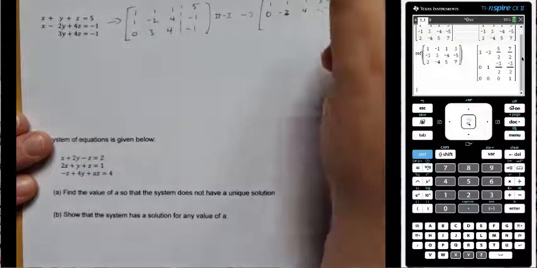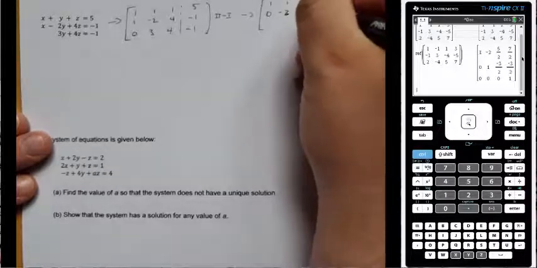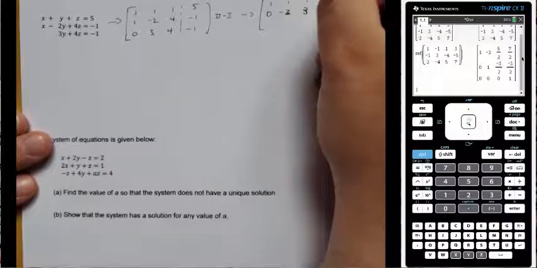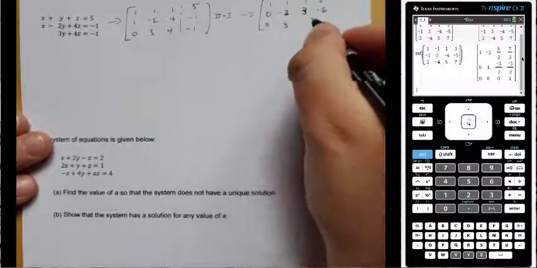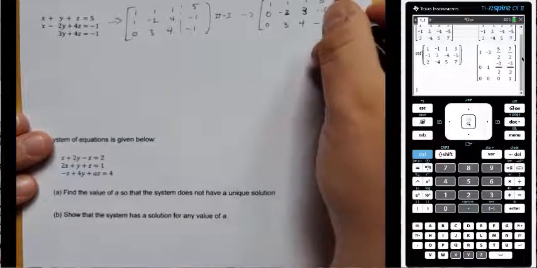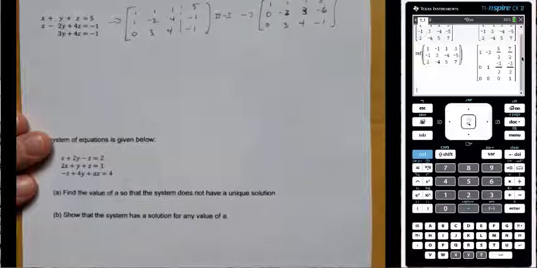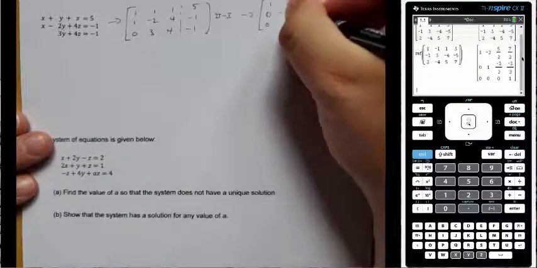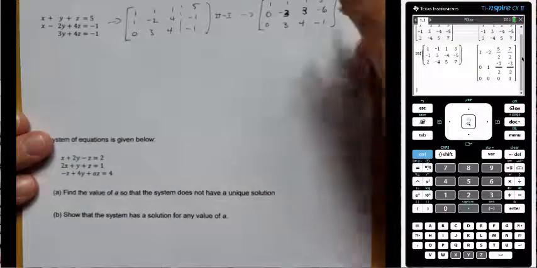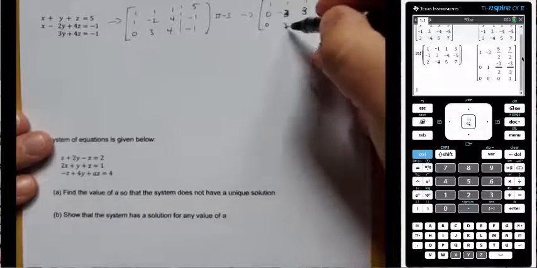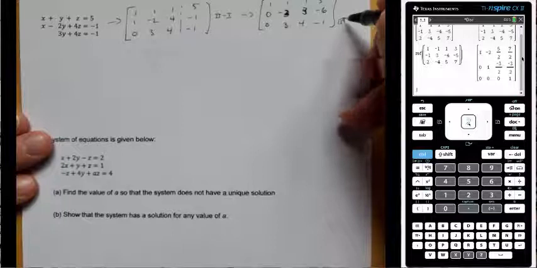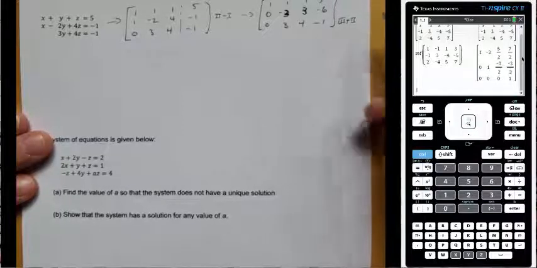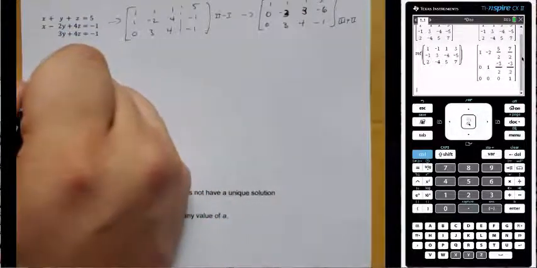I actually need to subtract them. 3 and minus 6. That's a little bit better. 0, 3, 4, minus 1. I need a 0 here. I think I can take this minus 3 and add it with this positive 3 to get 0. So I'm going to take row 3 and add it with row 2. And I get this matrix.